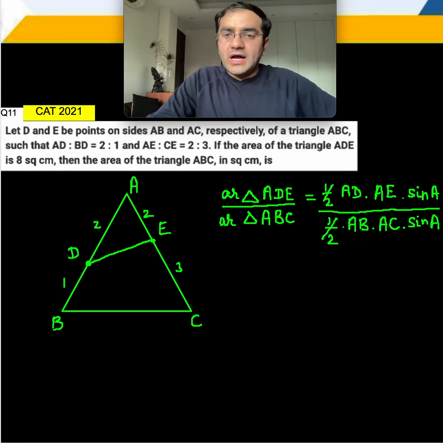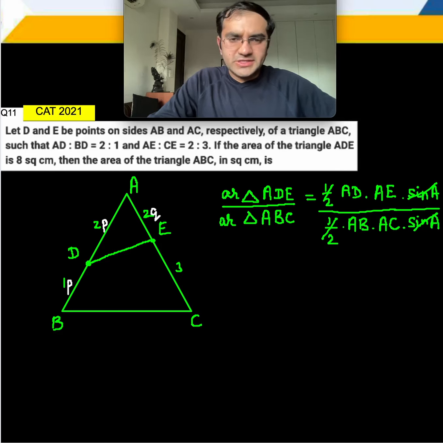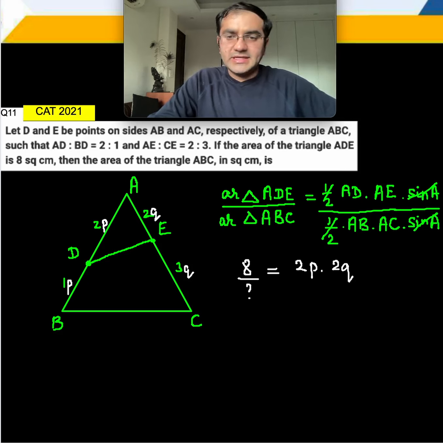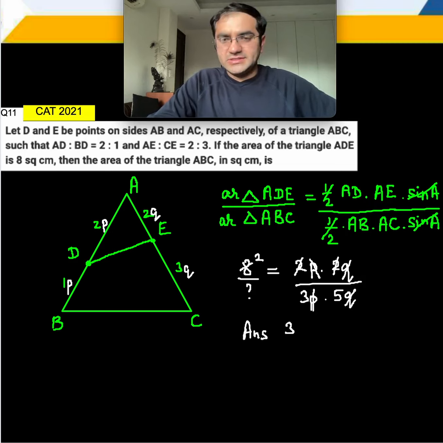So half cancel, sine cancel, 8, and let's put some constants here, p either, q either. So 8 upon area triangle ABC is AD, that's 2p, AE, that's 2q, upon 2p plus p, that's 3p, into 5q. Obviously p and q cancel, 4 goes into 8 twice, and you have your answer. 15 into 2, 30 is the right answer for question number 11.